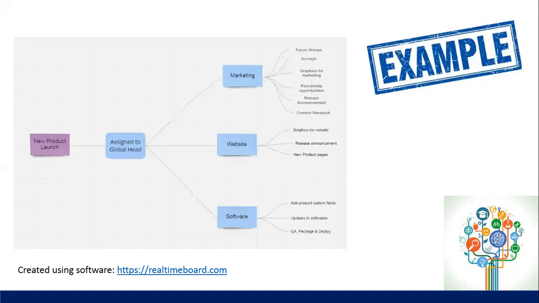Probably they may already have a website, but they wanted to add some additional information for this product launch. And probably they may use software for their sales or workflow operations, and they may have to expand it a little bit for this new product launch, probably to add some additional fields, updates to the software, and QA, package and deploy it. I used realtimemode.com. I found it pretty impressive to create this simple mind map.